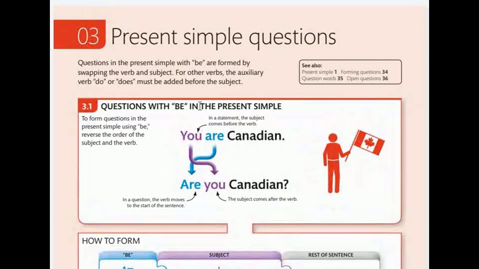To form questions in the present simple using be, reverse the order of the subject and the verb. For example, you are Canadian. In a statement, the subject comes before the verb. In a question, the verb moves to the start of the sentence. The subject comes after the verb. So we change: you are Canadian. And the question: are you Canadian?